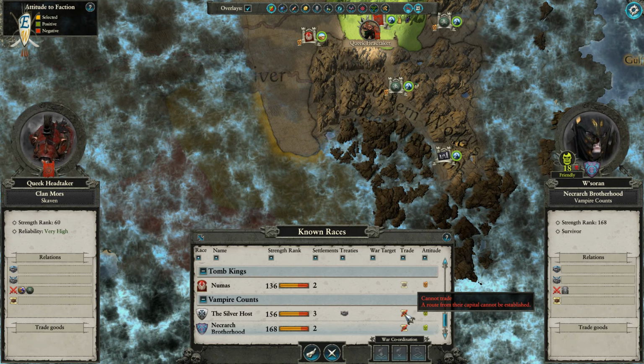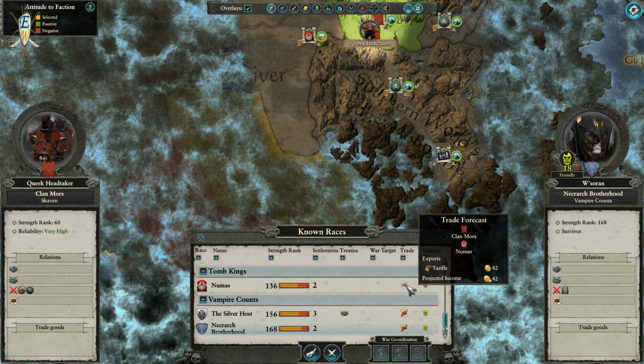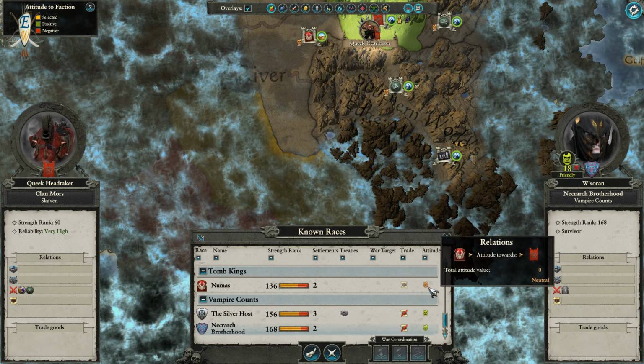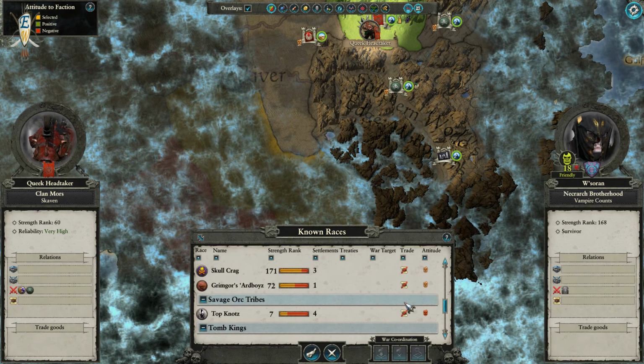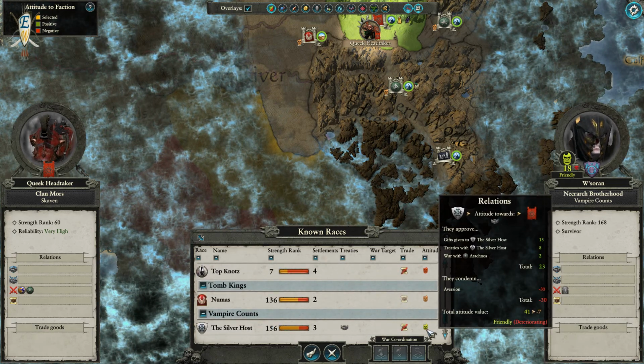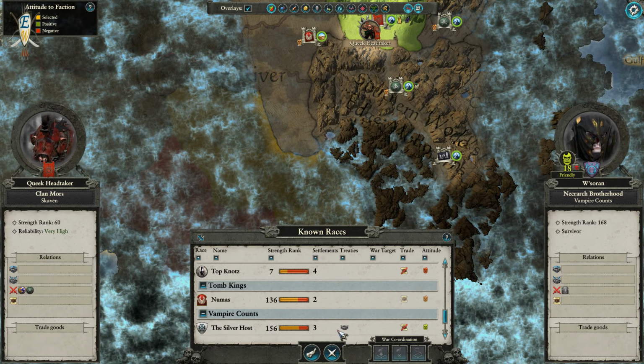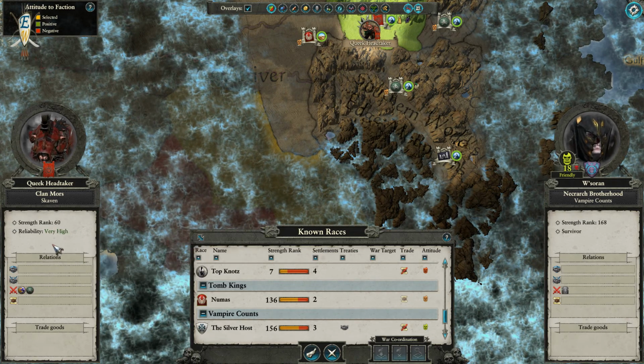This means that you cannot trade. This means you can trade, but obviously they probably won't be able to get a trade agreement, and it will go green like this if you are trading with them. So just pay attention to this as well.